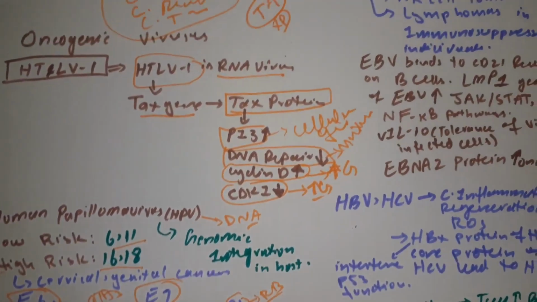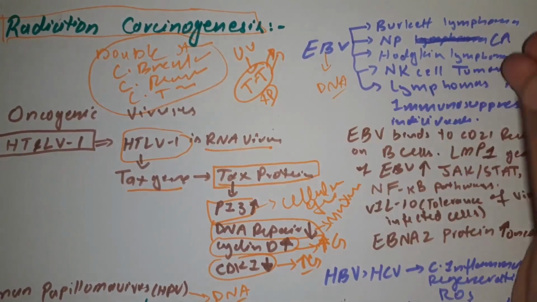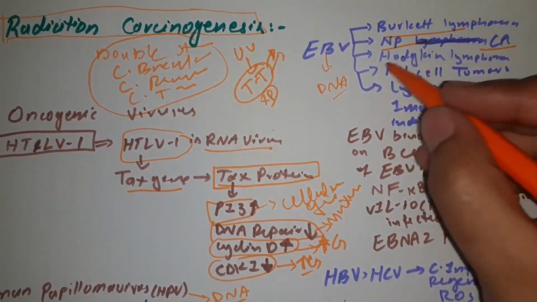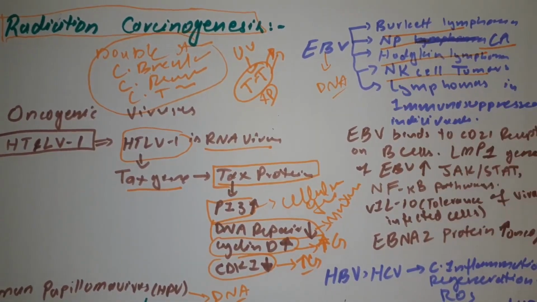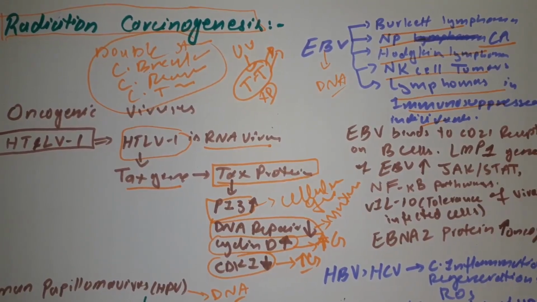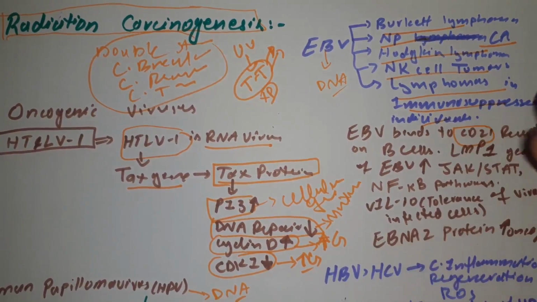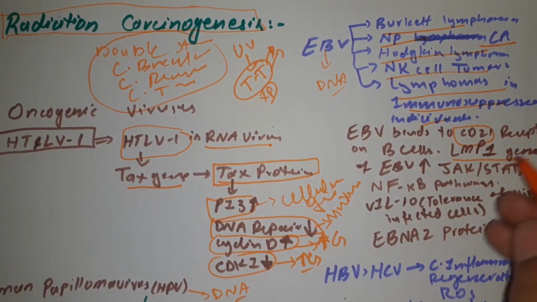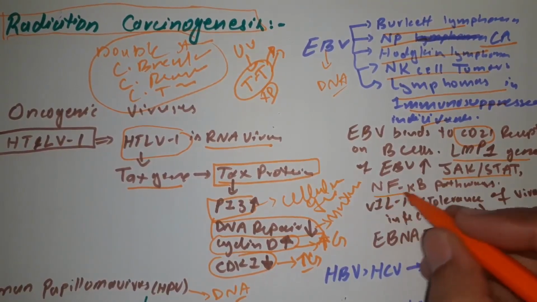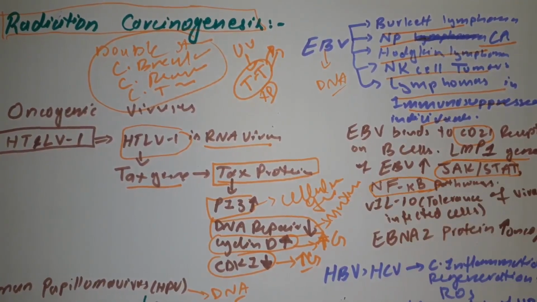Next, we move toward Epstein-Barr virus, which is also a DNA virus, and it is involved in Burkitt lymphoma, nasopharyngeal carcinoma, Hodgkin lymphoma, natural killer cell tumors, lymphoma in immunosuppressed individuals, and so on. It can lead to multiple kinds of cancers and neoplasms. How does it work? It basically binds to CD21 receptors on B cells, and that is basically how it causes Burkitt lymphoma. And on B cells, it also has a specific gene, the LMP1 gene, which upregulates the JAK-STAT pathway and NF-kB pathways, and these pathways lead to increased cellular growth and lead to the production of lymphomas.